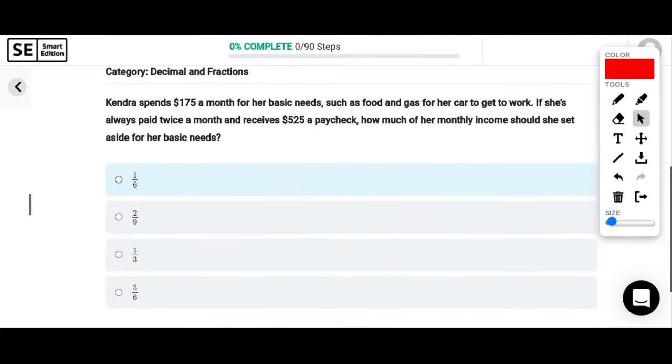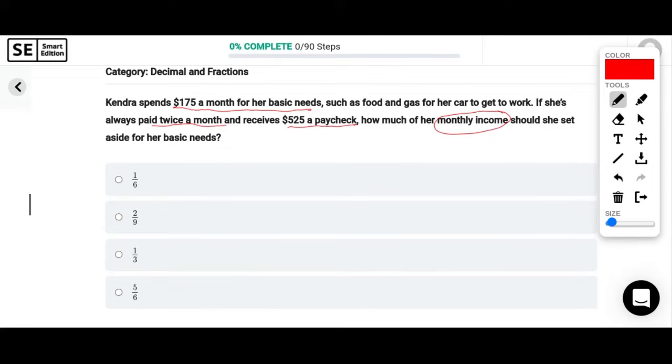We have a word problem. Let's check it out. So Kendra spends $175 a month for her basic needs, such as food and gas for her car to get to work. If she's always paid twice a month and receives $525 a paycheck, how much of her monthly income should she set aside for her basic needs? Okay, so I'm seeing that she spends $175 for her basic needs, and she gets paid twice a month and receives $525 a paycheck. So we need to find out how much of her monthly income she should set aside.